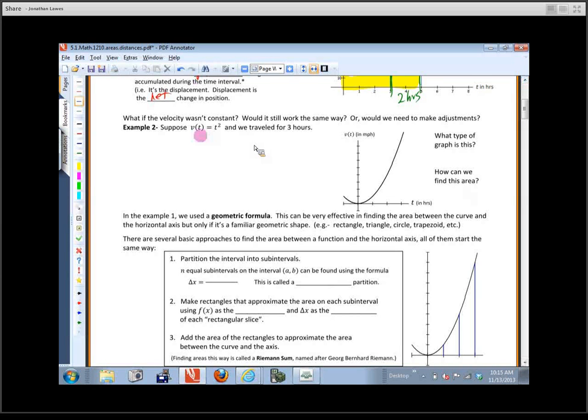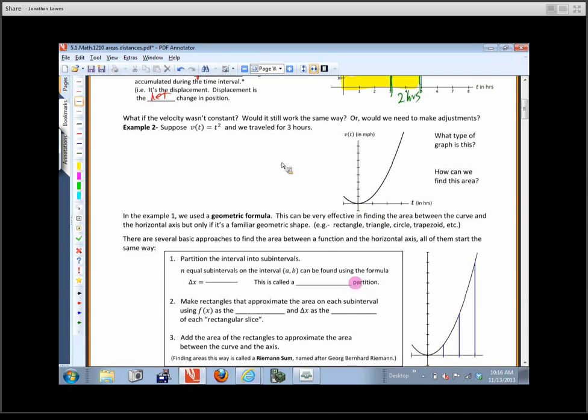So here's the function that we're going to use now. Our velocity function is t squared. So if you plug in 0 hours, our velocity is 0 miles per hour. If you plug in 2, square that, we end up with 4 miles per hour. So the longer we're going, the faster we go. We start out really slow, and then we just go faster and faster. So here's our velocity curve right here.